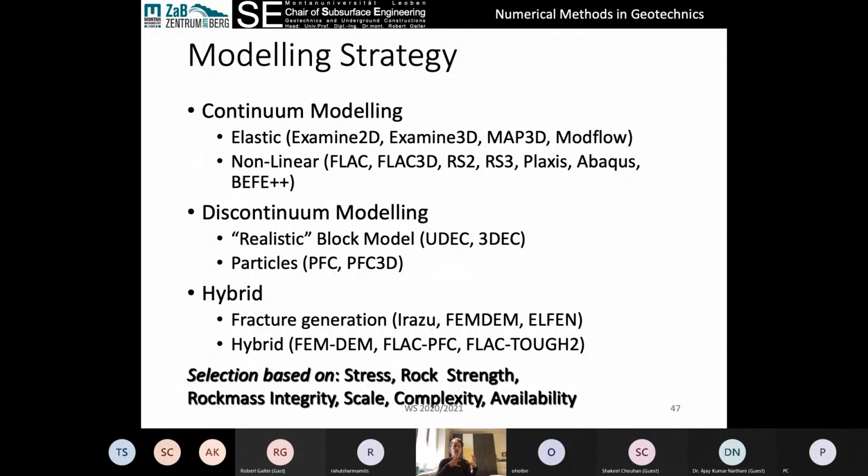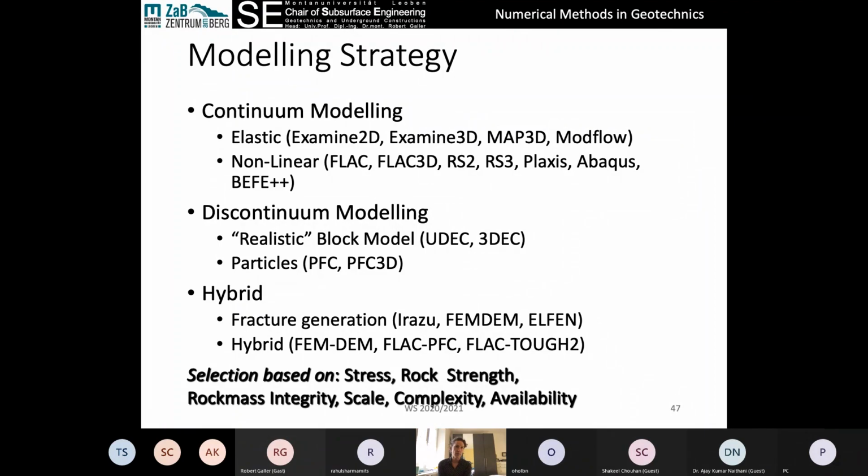If you think that there's going to be movement on discrete joints, you think that maybe blocks are going to be falling, or you're going to have sliding on a particular set of parallel discontinuities, then discontinuum modeling might be useful, using realistic blocks that can have a nice discrete fracture network put in, or using a particle code, although commercially for tunneling applications, that's not really that common.